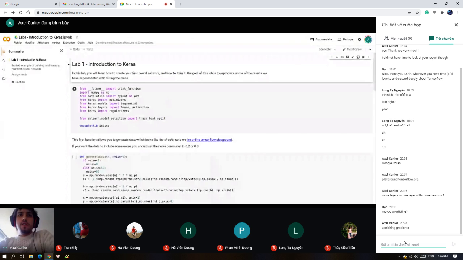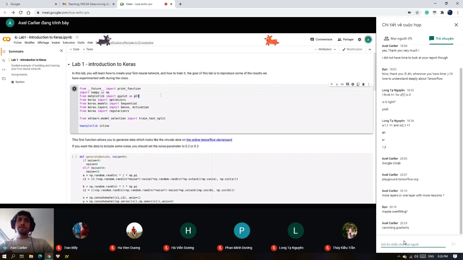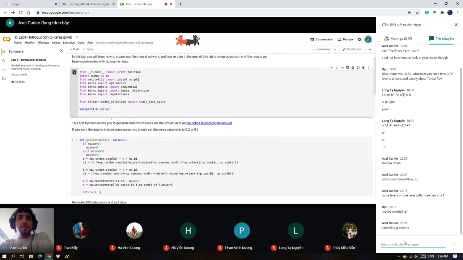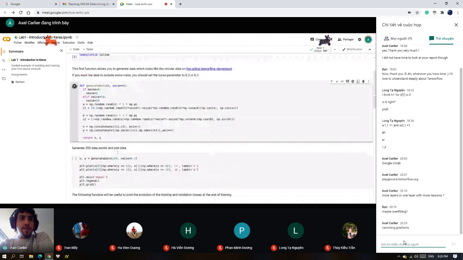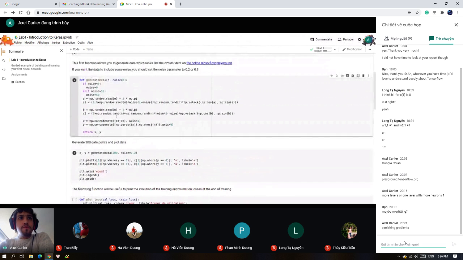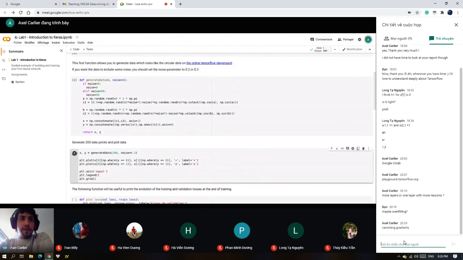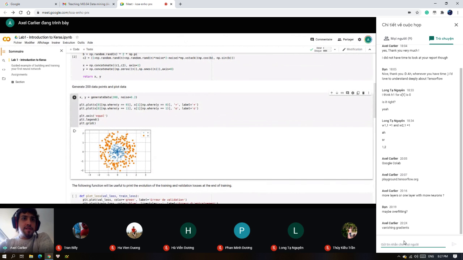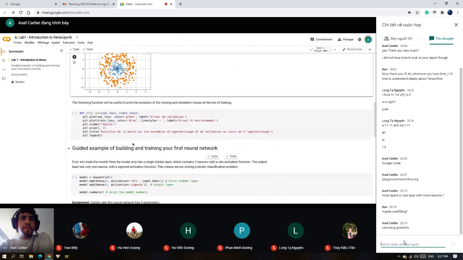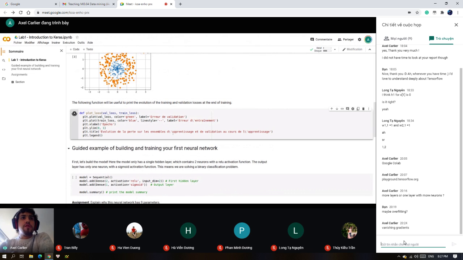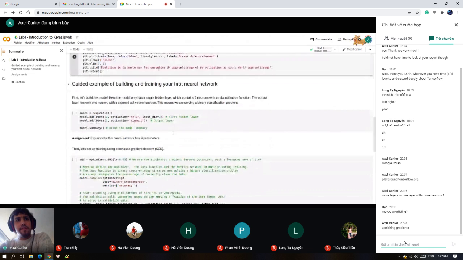So I will let you see what's inside this notebook. It's basically Python that you can execute by clicking here, for example. This is only Python imports for the rest of the lab. The first function here helps you generate data, exactly like I showed you on the playground, or at least it looks the same. You see, this is the kind of data that you get. And this is something to plot the loss function, but today we won't speak much about that.